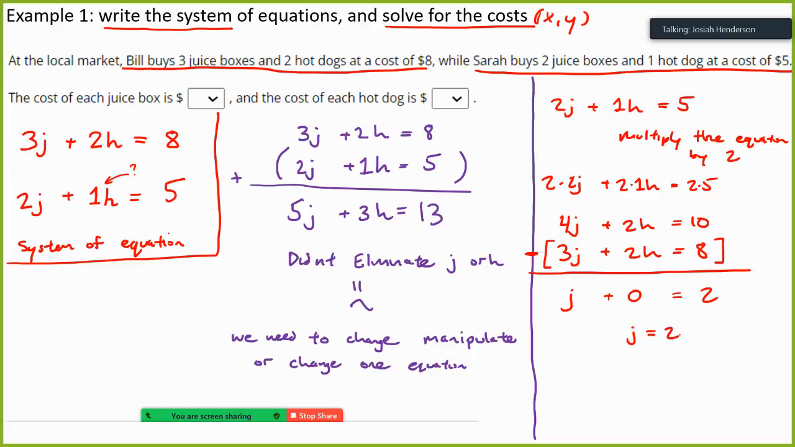J is equal to 2. So we just found one of our costs. Juice boxes are $2 each. And if we were using X and Y like normal, then J would be X, H would be Y, and that means we just solved for X. One of the variables is 2 basically. The J is 2. So to find H, we actually do the same thing we do with substitution. Now that we found one of these numbers, J is 2, we're going to plug that into either of our starting equations.